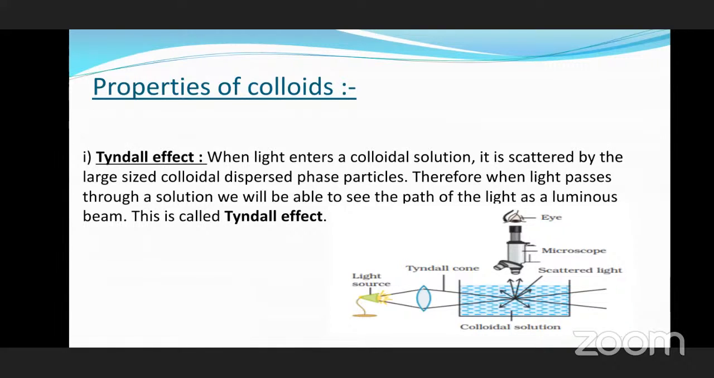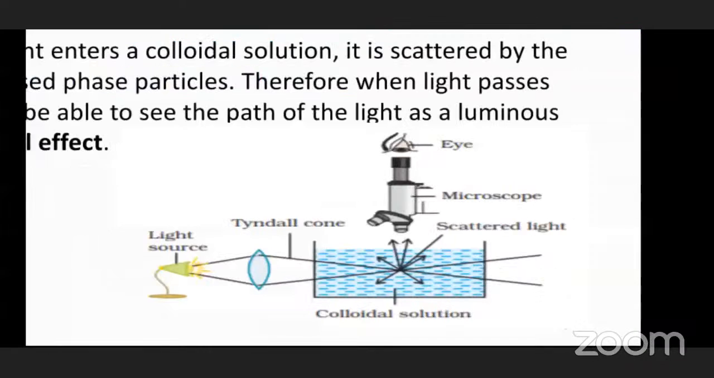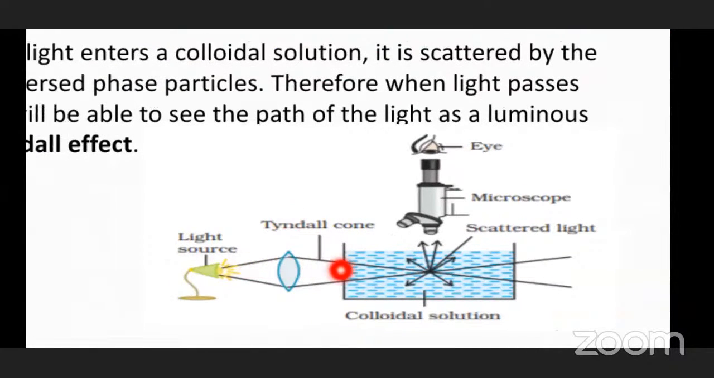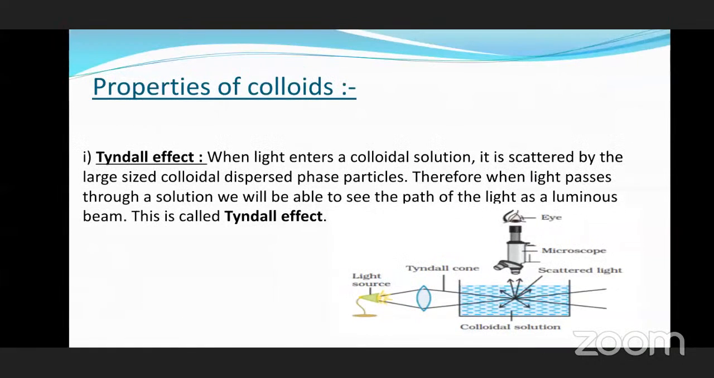That means, simply, when light is passed through the colloidal solution, the light is scattered. This scattering is observed by using a microscope. The path of the light is called the Tyndall effect. Always, light is scattered. That path of the light is called the Tyndall effect. This is observed by using a microscope.